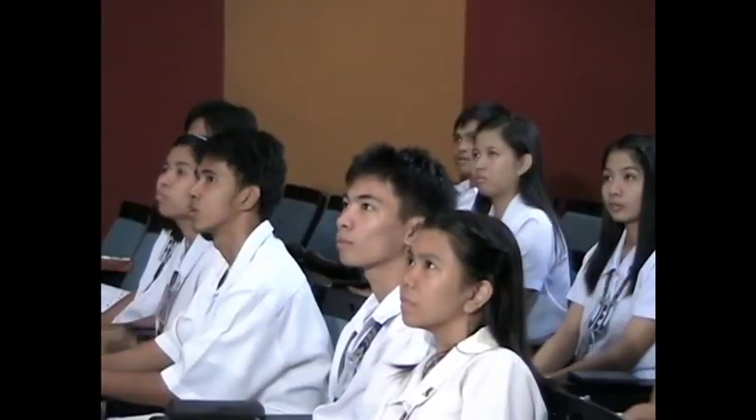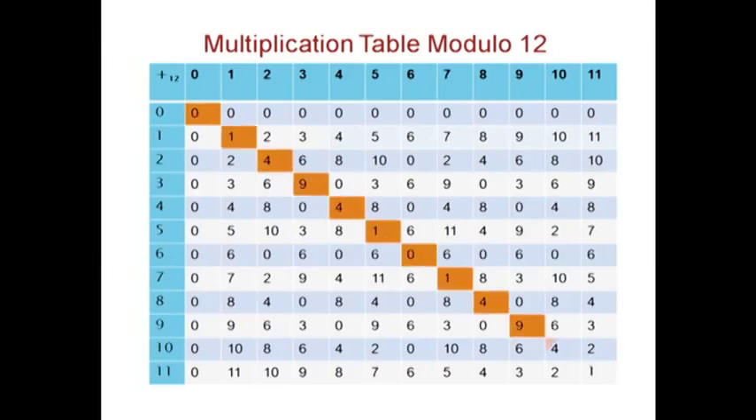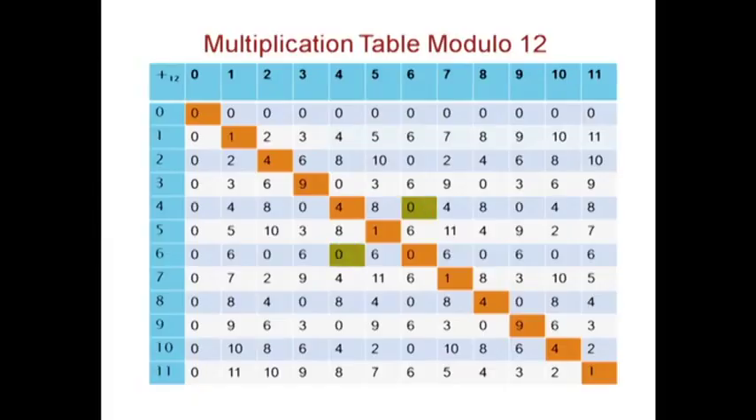Actually, there's a simpler way for checking whether a table is commutative or not. What do we need to do? All we need to do is highlight the diagonal and check if the entries are symmetric with respect to this diagonal. Take a look at this. This is 6 times 4. Is it equal to 4 times 6? They're both 0. And notice the cells are symmetric with respect to the diagonal.